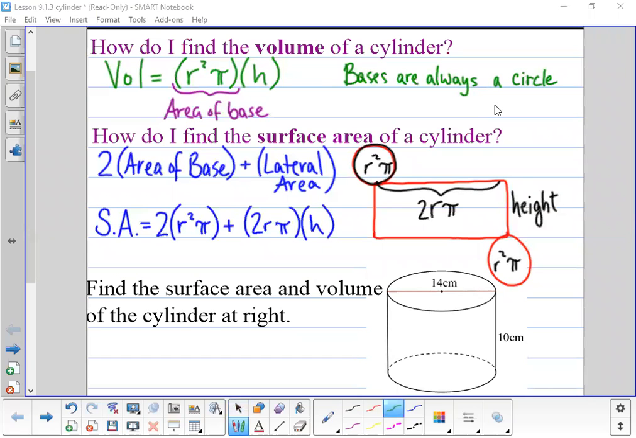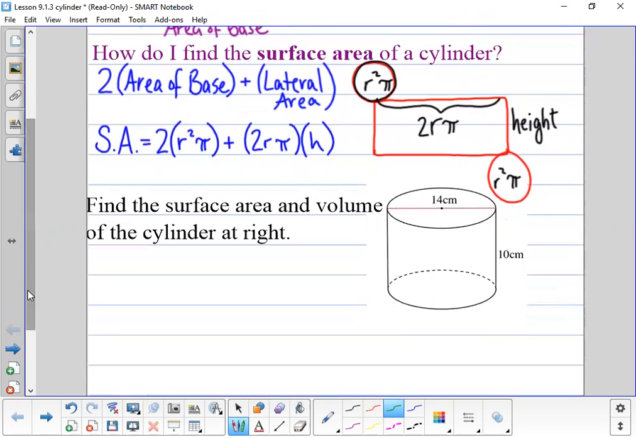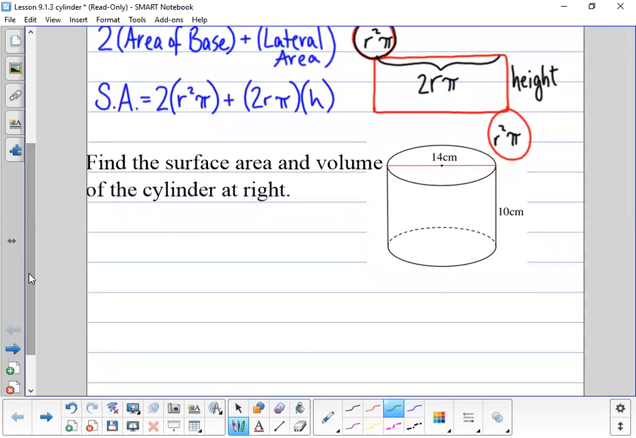So now we're going to find the surface area and the volume of the cylinder here at right. So let's take a look at this cylinder. 10 is my height. The height is always going to be the distance between the two bases. And that's true whether we're talking about a cylinder or a prism. So I know my height is 10. And then I was given the diameter of my base. So to find the radius, I just cut that diameter in half. So that means that my radius will be 7.